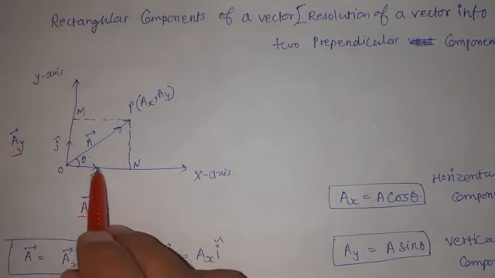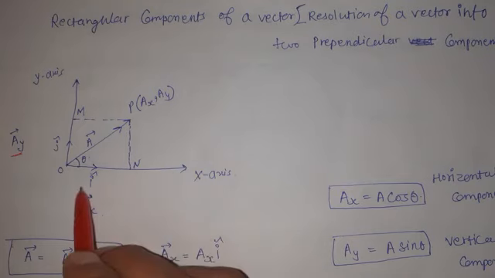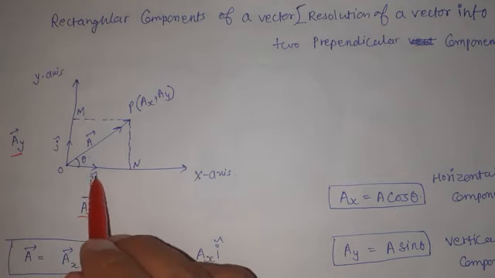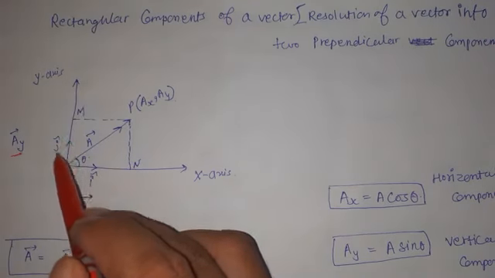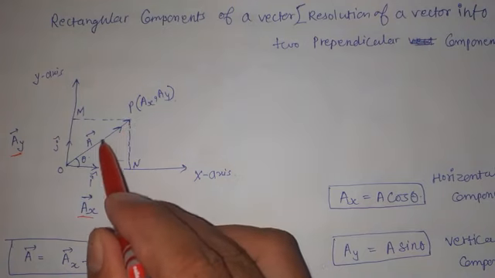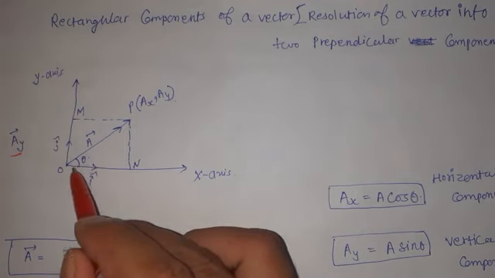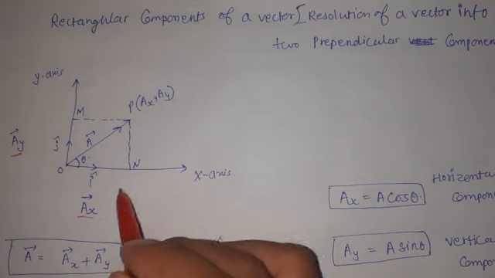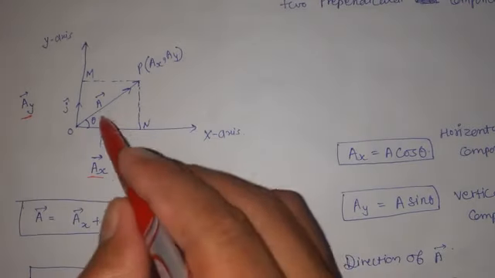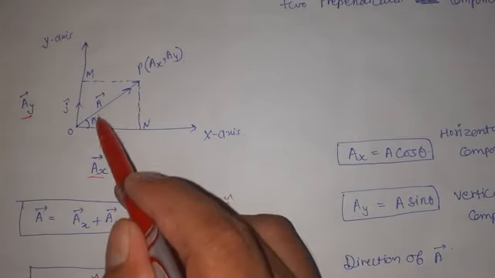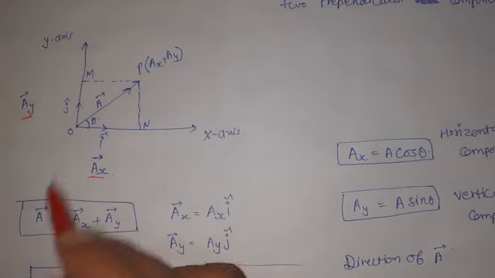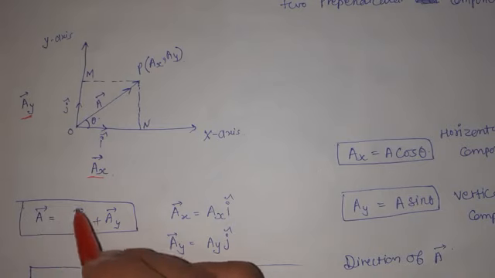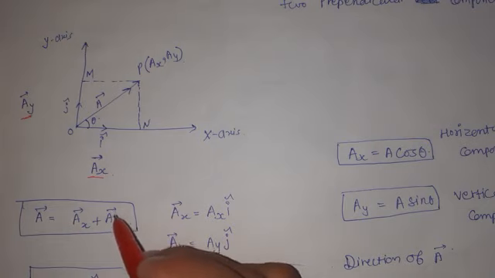The x-axis direction is given by the i unit vector, while the y-axis direction is given by the j unit vector. Here the given vector makes an angle theta with the x-axis. From the triangle of vector addition, for this O and P, we get that the A vector is equal to its component along the x-axis plus its component along the y-axis.